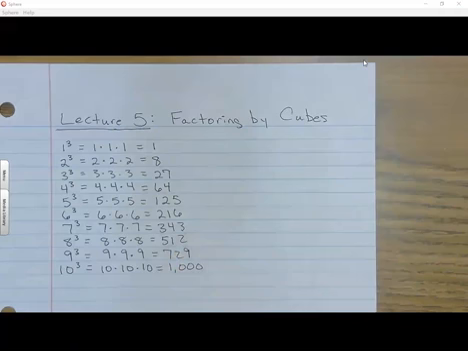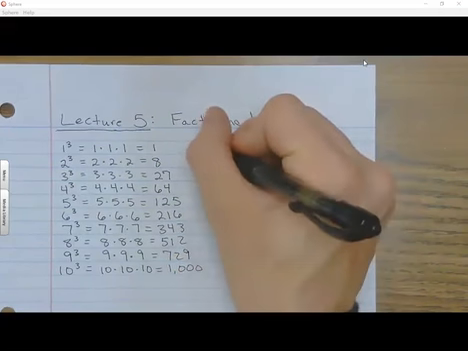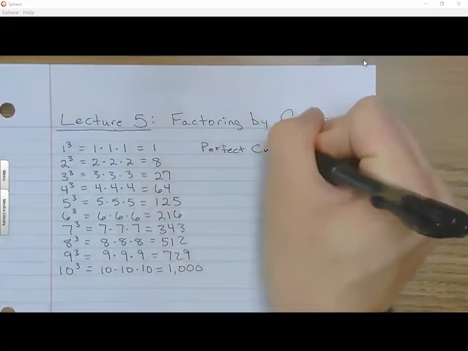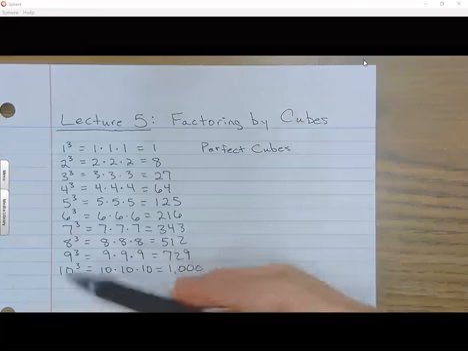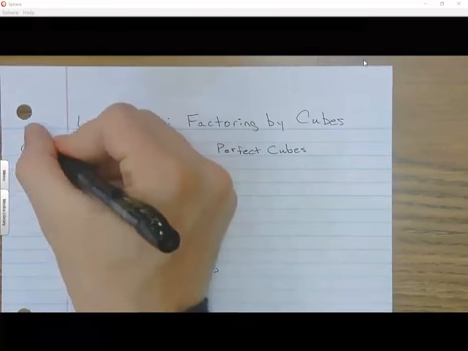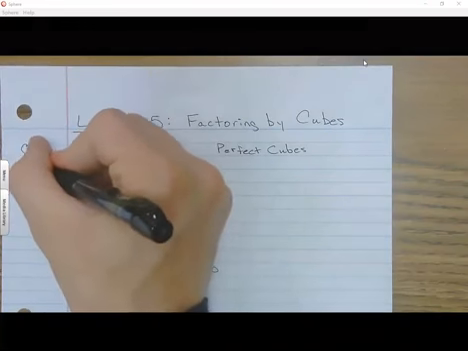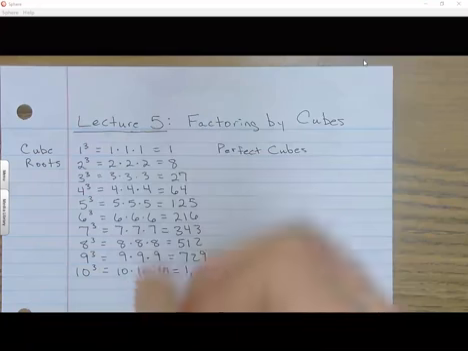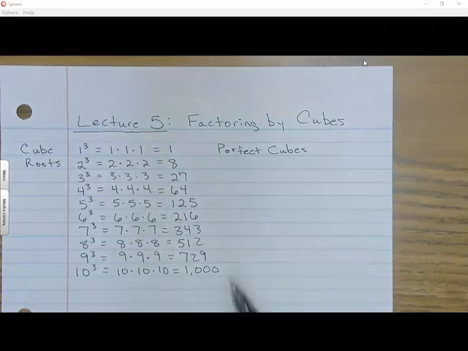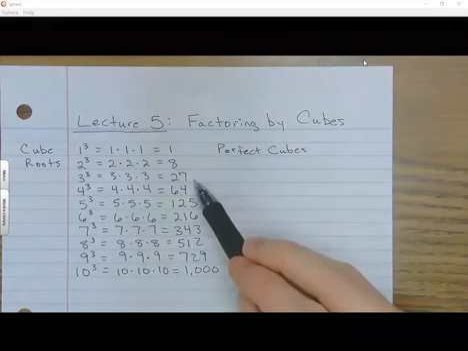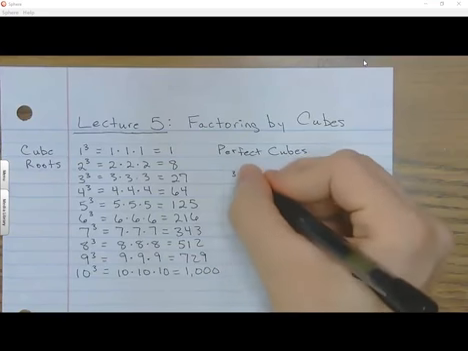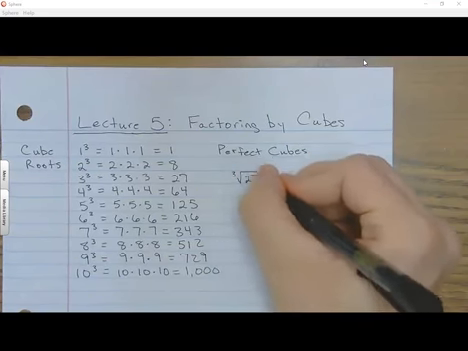All right. So all of these are called perfect cubes over here. Perfect cubes. And over here on this side, I have the cube roots. So these are going to be called the cube roots. So if I'm looking at this, let's just take 27 for an example. 27 is a perfect cube. The cube root of 27 would be 3. So I say the cube root of 27 is 3.